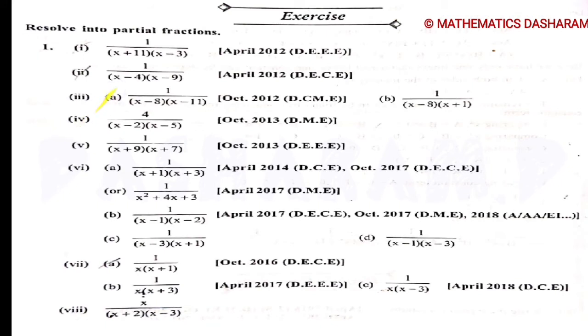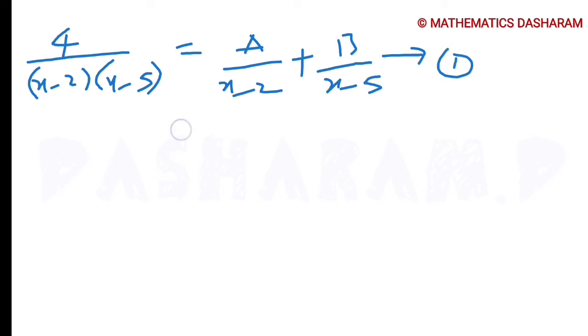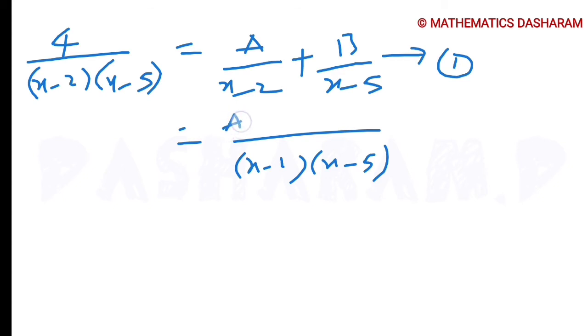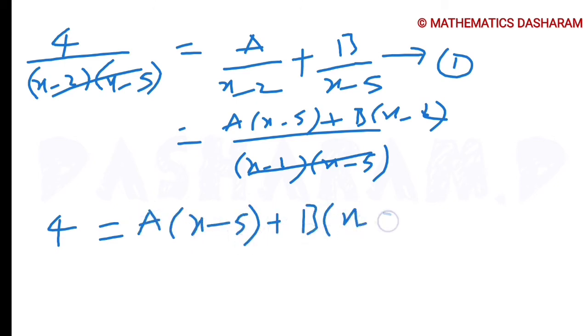So next, the fourth problem: 4 divided by x minus 2 into x minus 5. In this question also the denominator has non-repeated linear factors. So it equals a divided by x minus 2 plus b divided by x minus 5, equation 1. So for the x minus 2 into x minus 5, a into x minus 5 plus b into x minus 2, and here the denominators are cancelled, then 4 equals a into x minus 5 plus b into x minus 2, equation 2.